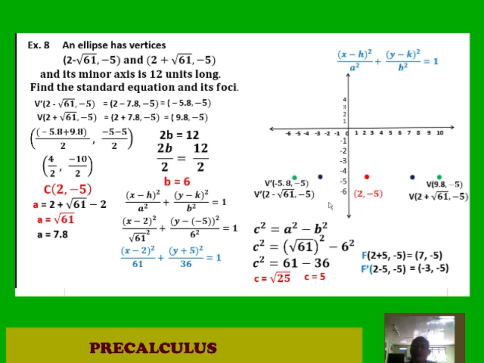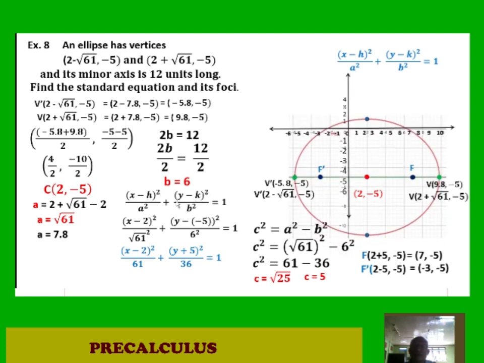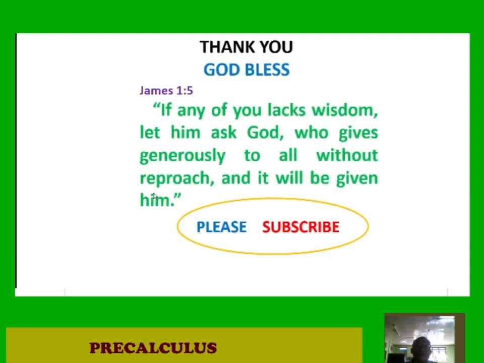So our foci are these points. Okay? So the problem is asking for the standard equation and its foci. So this is our answer, and these 2 points. So this is the graph, the actual graph of the ellipse. Okay, that's enough.